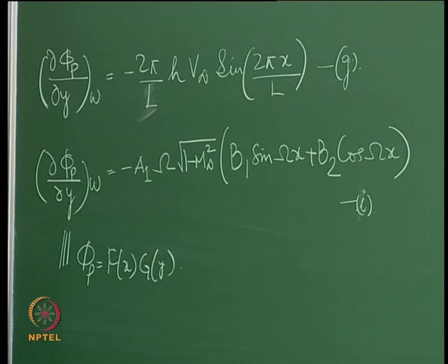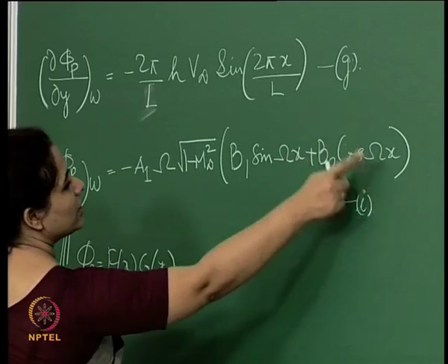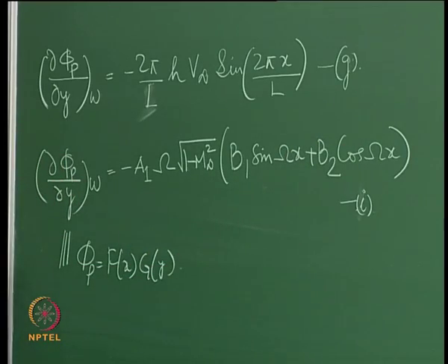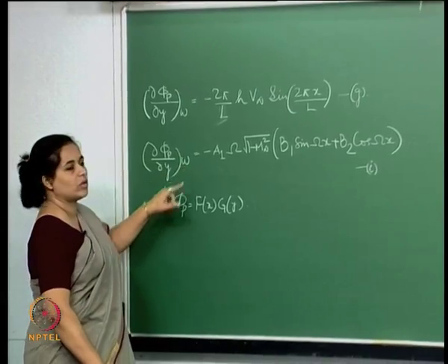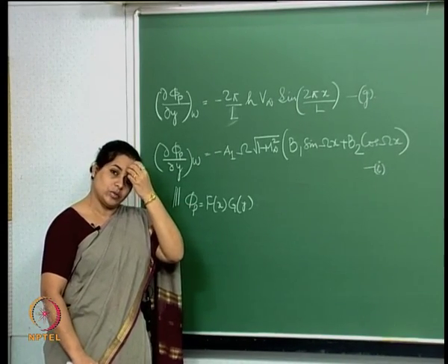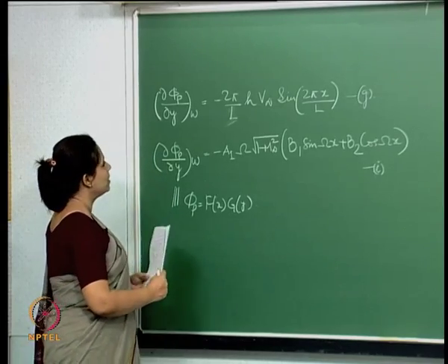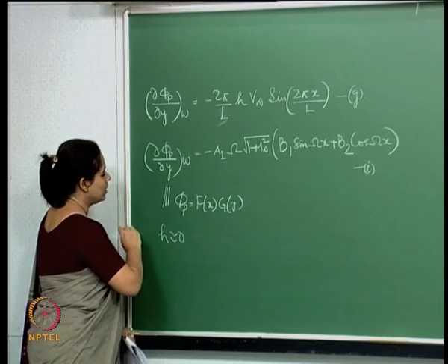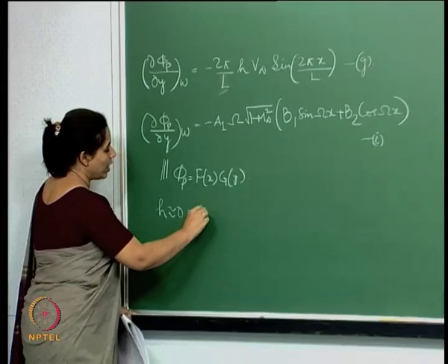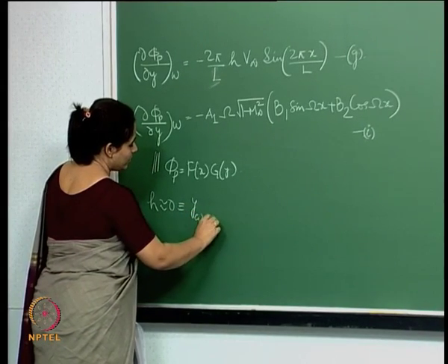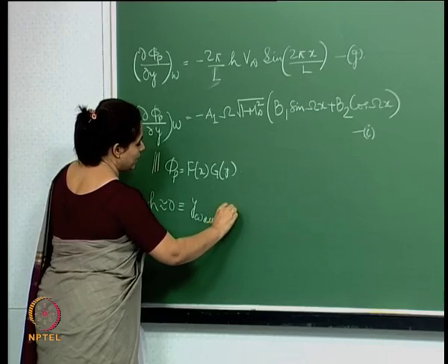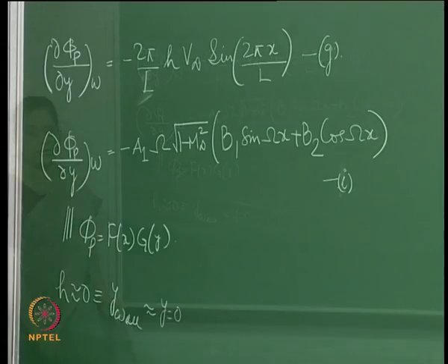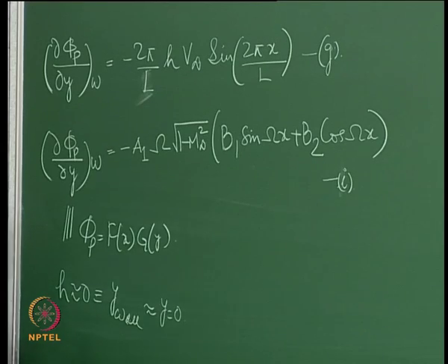Then we got expressions for fx and gy, and we were using boundary conditions. This is essentially our fx, using boundary conditions at the wall. Since this is a small perturbation, h is very small, which means y at the wall is nearly y equal to 0. So we got these two equations.